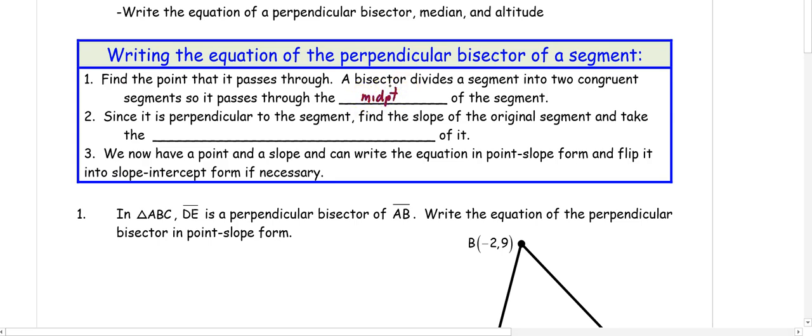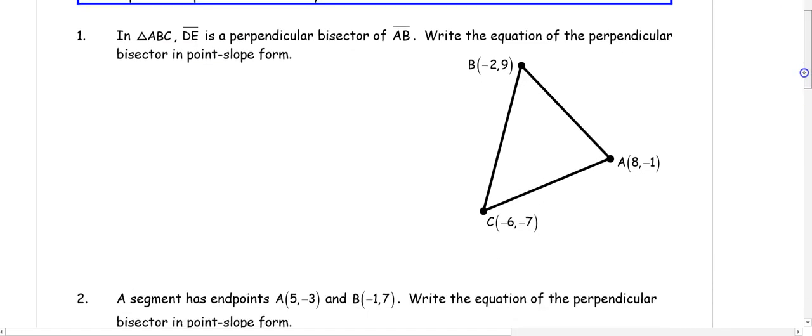segment. Since the perpendicular bisector is also perpendicular, we need to find the slope of the original, and then we need to take the opposite reciprocal of that slope. Then we have our point and our slope, so we can write it into point slope form.